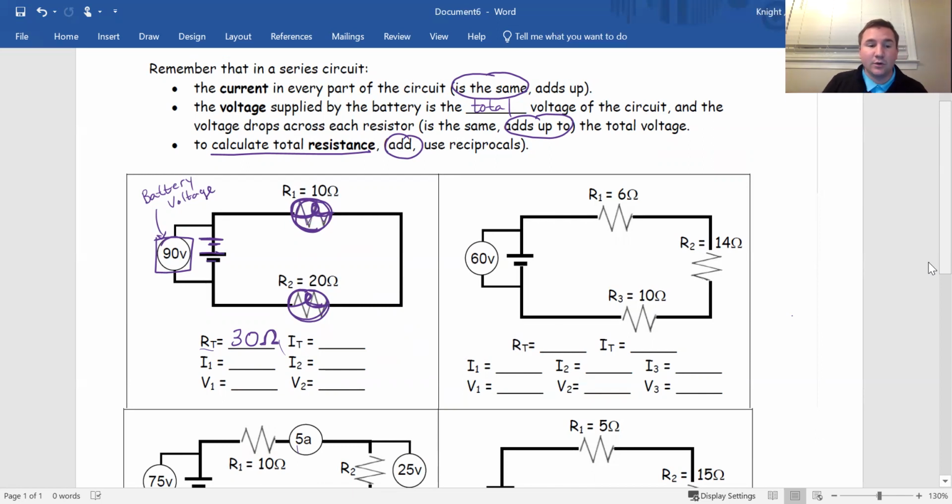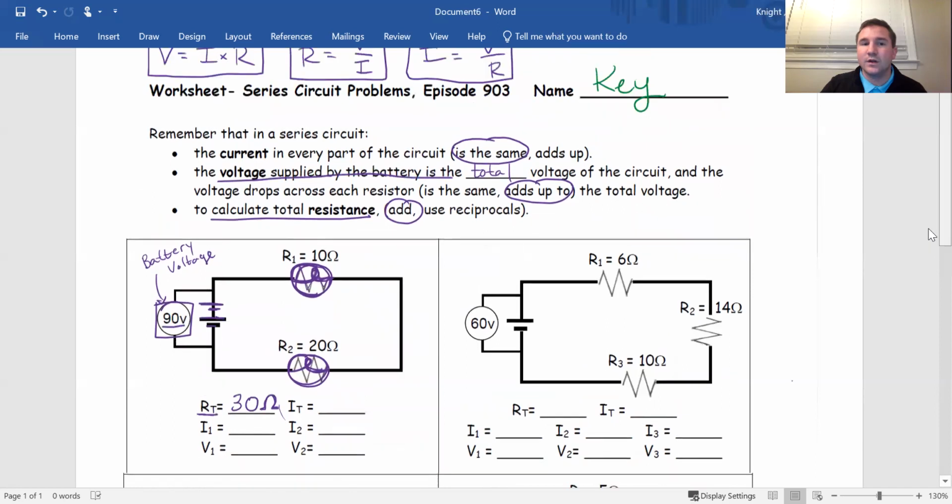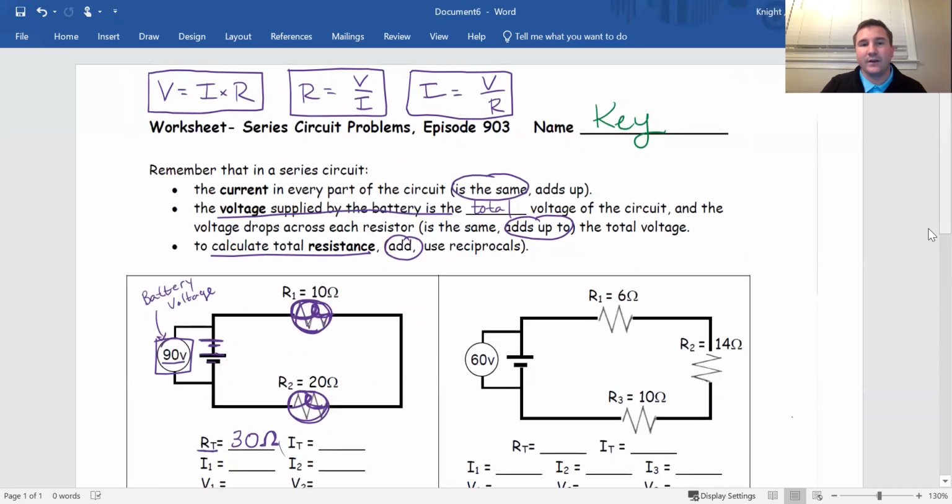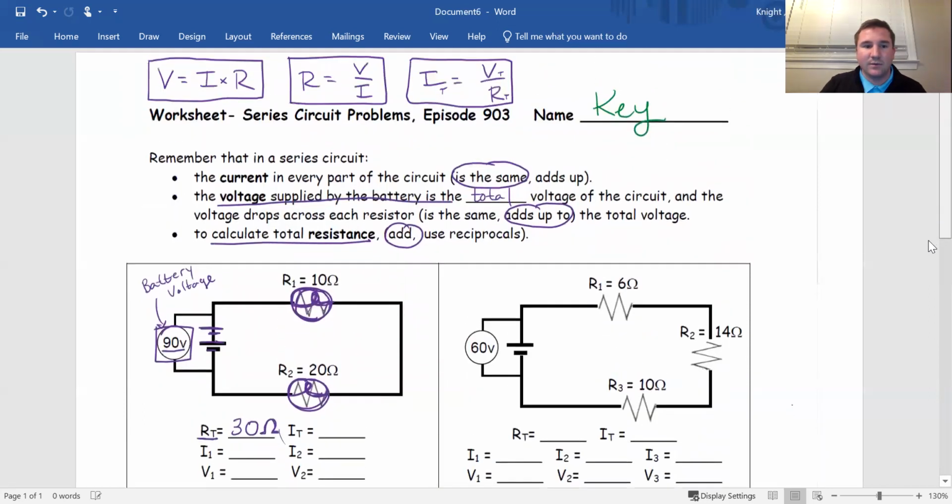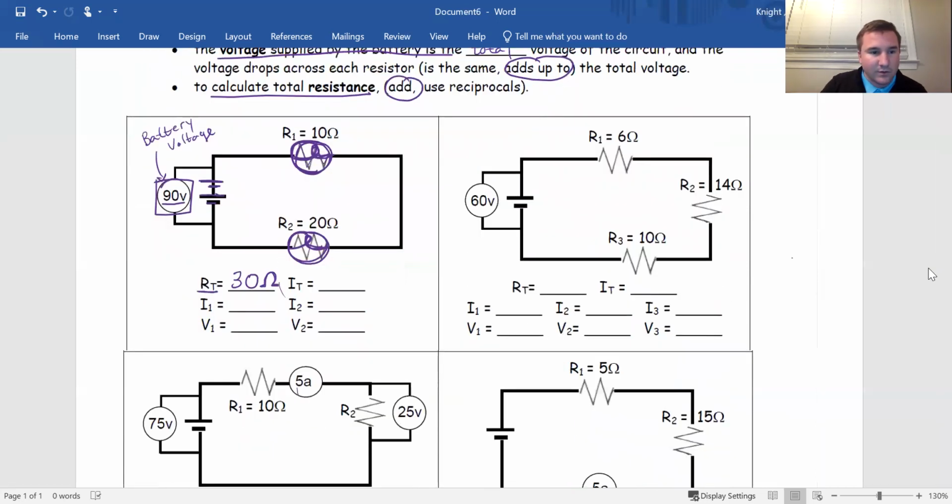To get the total current, we have to do a little calculation, all right, because we're looking for current. Now, we know total resistance, right? That's right here. We also know that the voltage supplied by the battery is the total voltage. So I have total resistance, I have total voltage. If I want to find total current, I have to use one of my Ohm's law equations. Total current would be total voltage divided by total resistance.